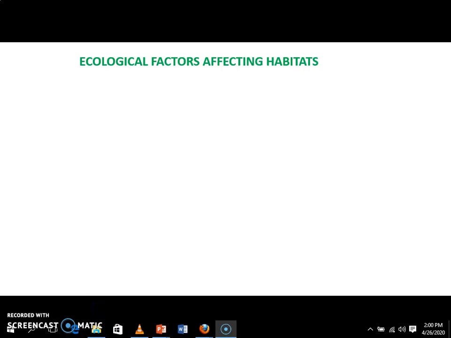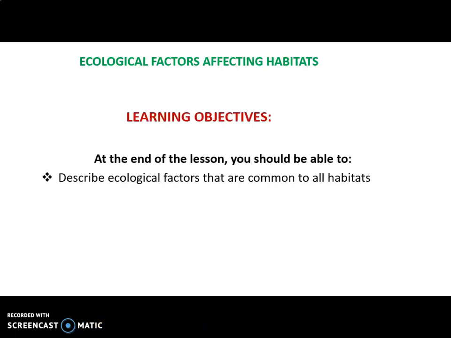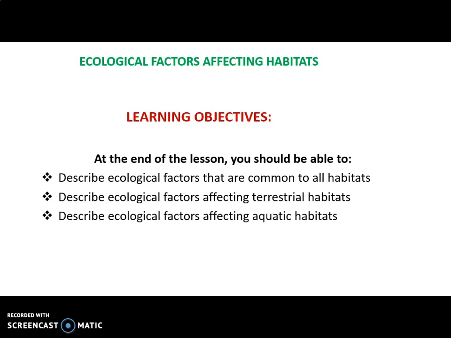Welcome to biology class. We'll be looking at the ecological factors affecting habitats. Learning objectives. At the end of the lesson, you should be able to describe ecological factors that are common to all habitats. Secondly, you should be able to describe ecological factors affecting terrestrial habitats. Thirdly, you should be able to describe factors affecting aquatic habitats.